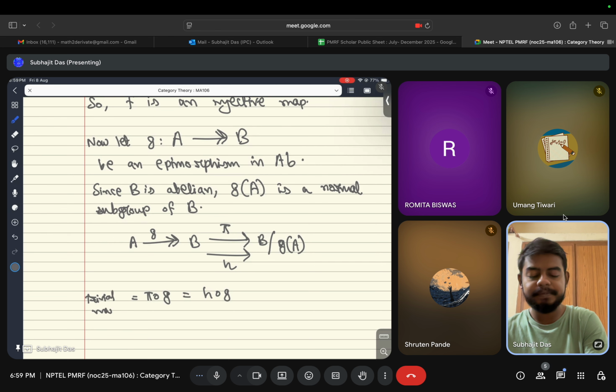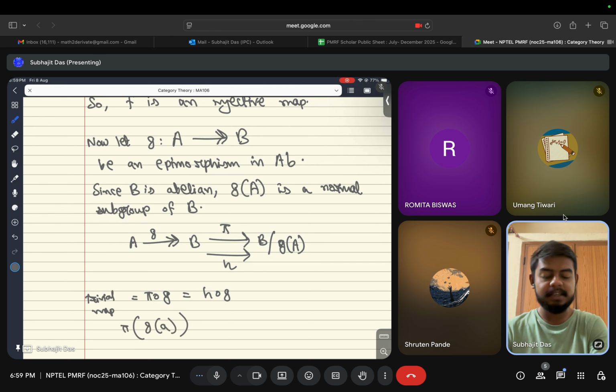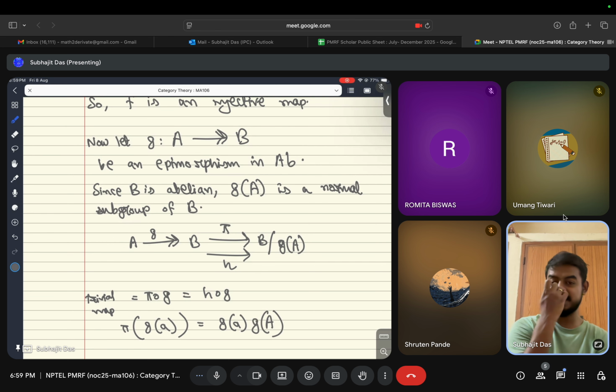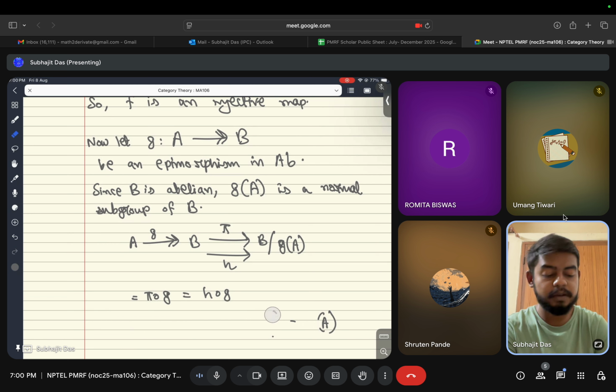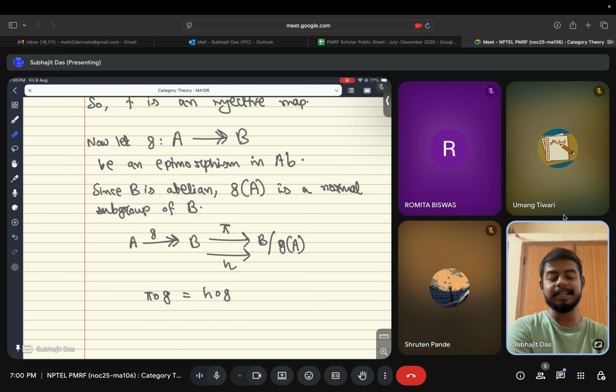And why is that? Because pi of G of some A is the coset of GA in the subgroup, the image GA, right? Now GA is already an element of G capital A, which means that this is just the identity coset, which means that every element of A goes to 0 under this composition pi composed with G, which means that pi composed with G is the trivial map. So you need to come up with another map H such that H composed with G is trivial.